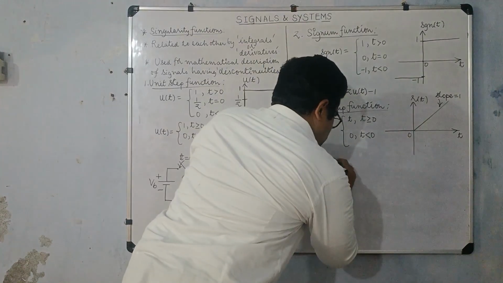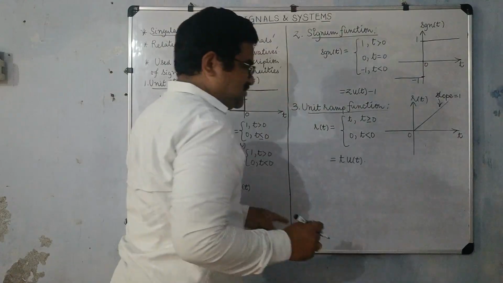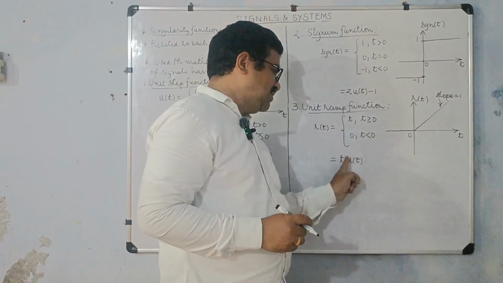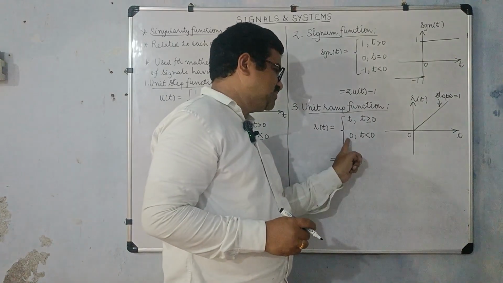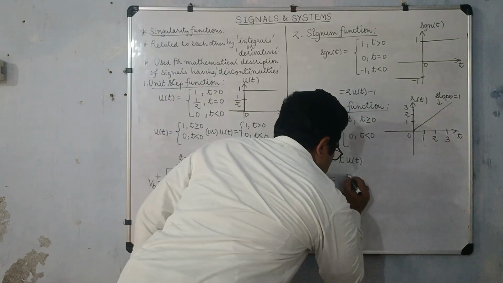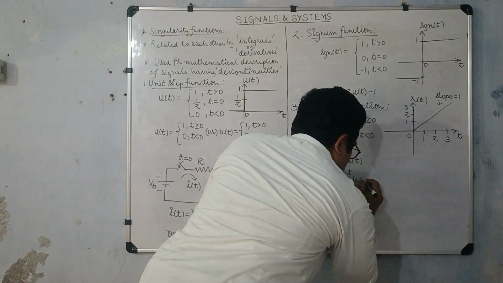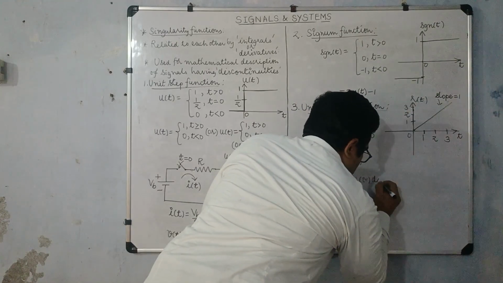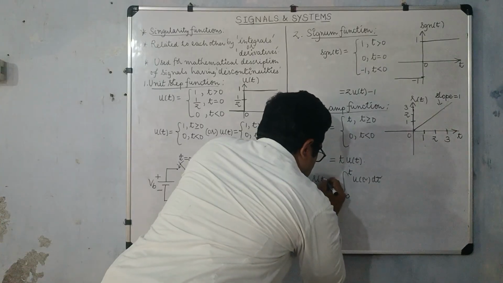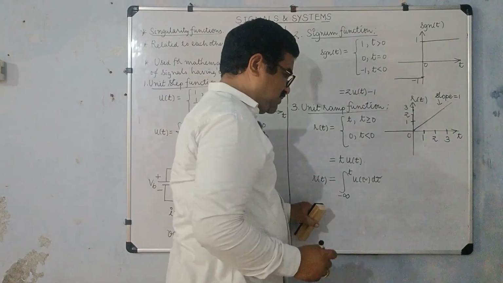The unit ramp function can also be written in terms of the unit step as t into u of t, because u of t is equal to 1 for t greater than 0, so t into 1 is t, and it is 0 for t less than 0, so t into 0 is 0. So r of t can also be written as r of t is equal to integral minus infinity to t of u of tau d tau.